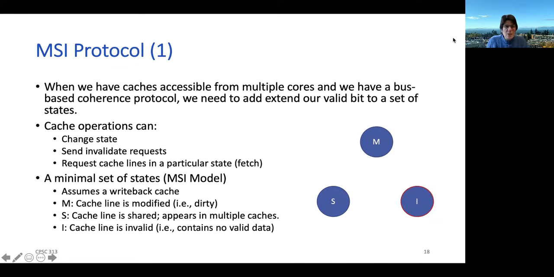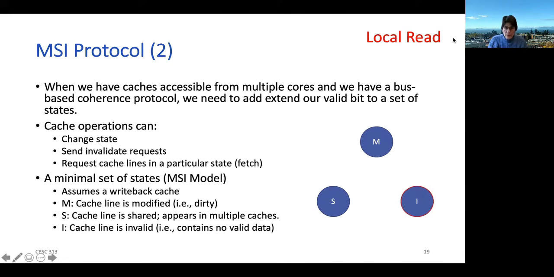Now, I know it's really tempting to just assume that you have to memorize this picture that we end up with. Instead, what I really want you to focus on is how we get there and why the transitions are as they are. So let's begin with the simple case. I have a cache line, it's in the invalid state, and on my processor, I want to do a read. So what do you suppose happens?